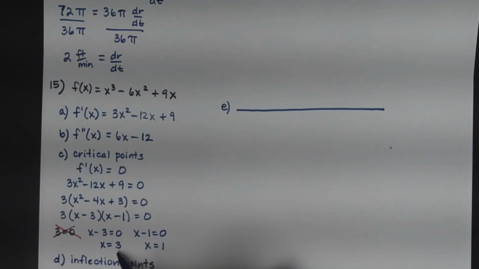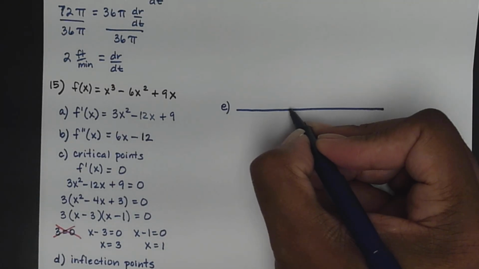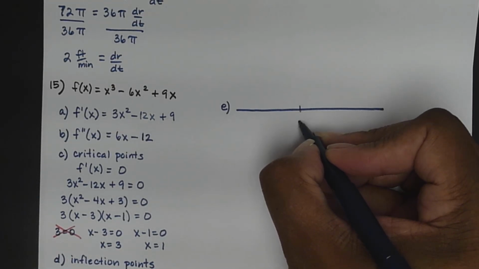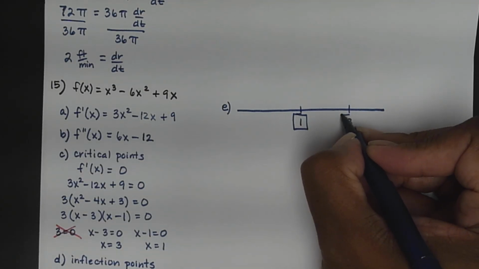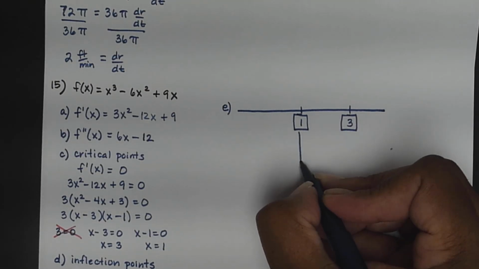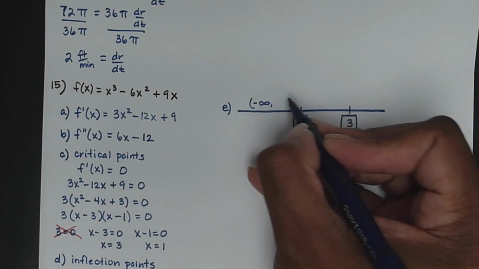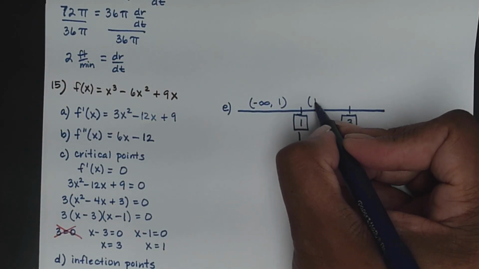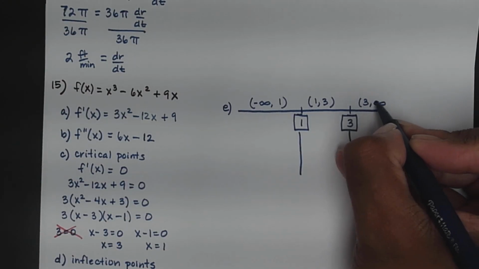Now my critical points are at x equals 3 and x equals 1, if you recall. Okay, so here I'm going to put 1 here, and 3 will go here. I have three different intervals. One from negative infinity up to 1. The other one is from 1 to 3. The other one is from 3 to infinity.